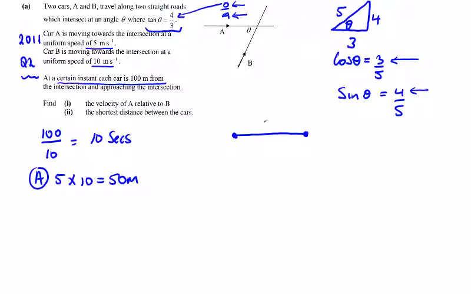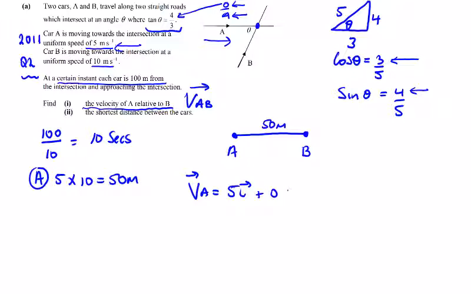Here's my diagram, my 50 meters. B is at the junction first, so A will be to the left of him. So let's see what we're asked here. The velocity of A relative to B. Velocity of A relative to B. So it's velocity of A minus velocity of B. So let's get the velocity of A first. A is moving in a positive i direction at a speed of 5. So 5i plus 0j.